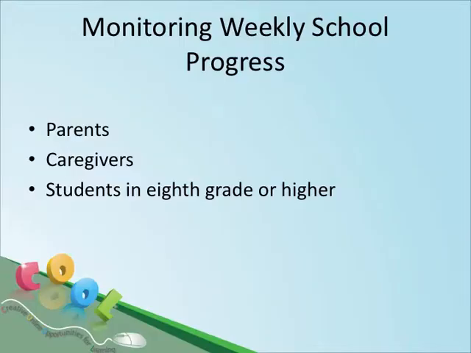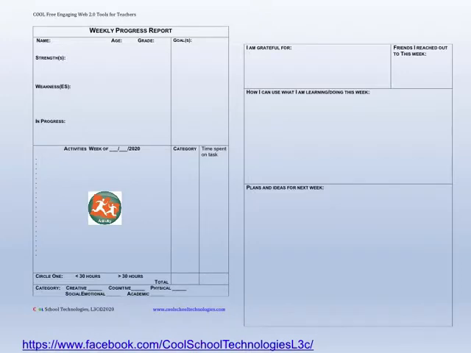So this session is for parents and caregivers who have young ones at home. And if you have a high schooler, they can participate because now is the time for them to be more responsible about their learning. The progress report I'm going to show you has 2 pages and is available on the Cool School Technologies Facebook site. Message me if you'd like a copy of the progress report.